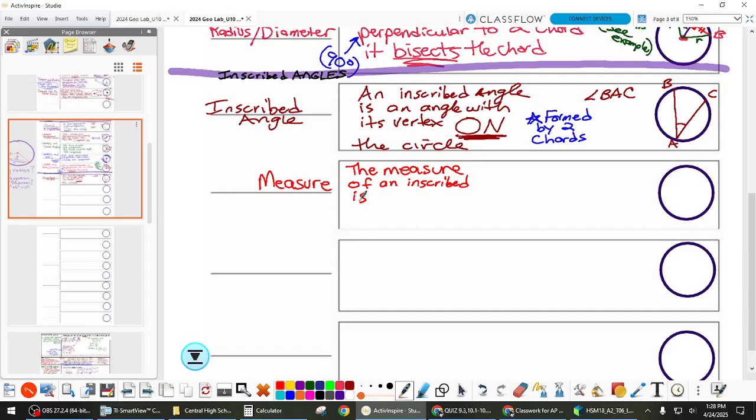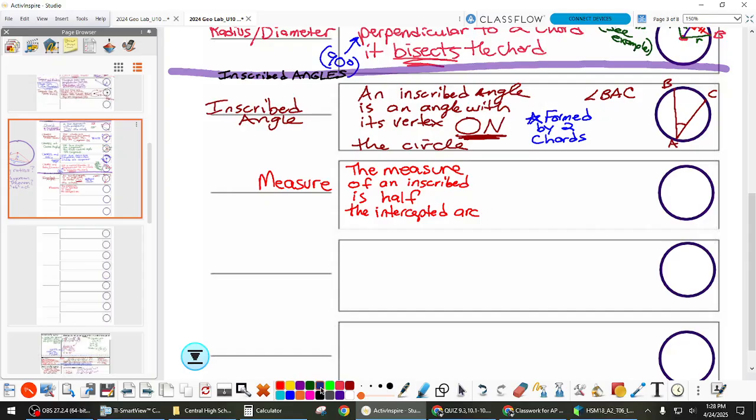We're going to write a formula, but I want to describe it so you know where it's coming from. Is half the intercepted arc. You guys remember what that word means, or that phrase, intercepted arc? It's the arc that's being cut off by these two chords, or formed, I should say.